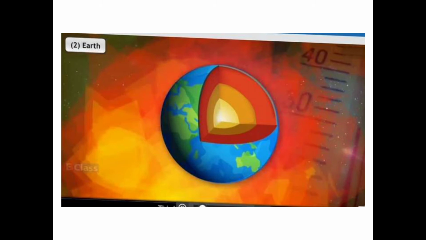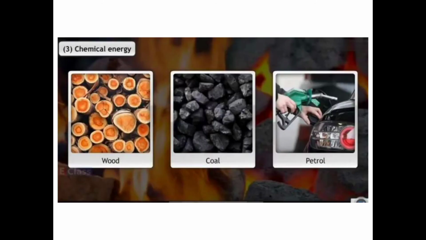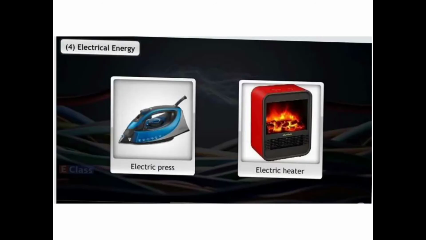So that hot water is getting heated by the heat which is present in the center of the earth. Moreover, you get the chemical energy. So fuels like wood, coal, petrol, etc. they all burn. And there is a chemical reaction between the fuel and the oxygen. And this way the heat is generated.